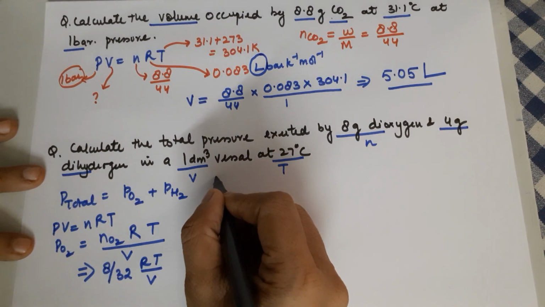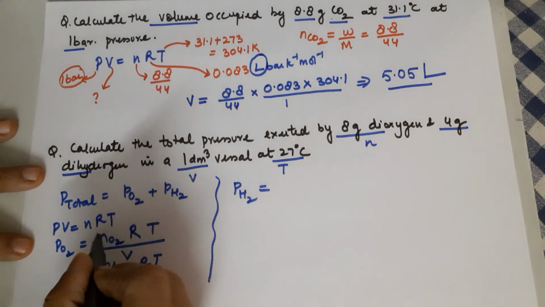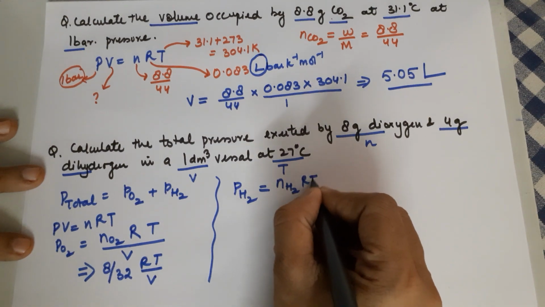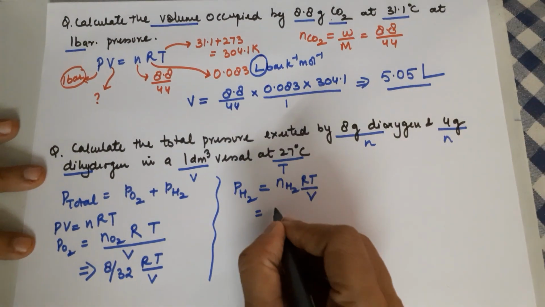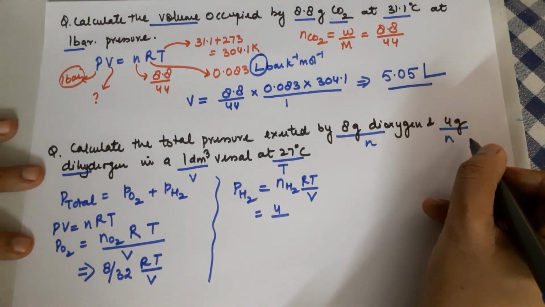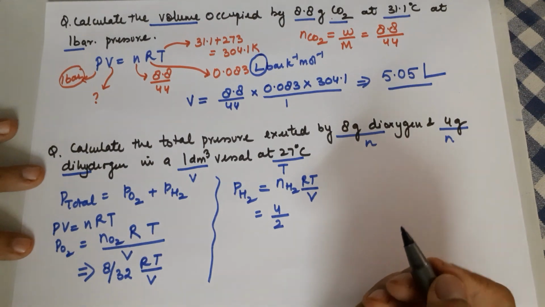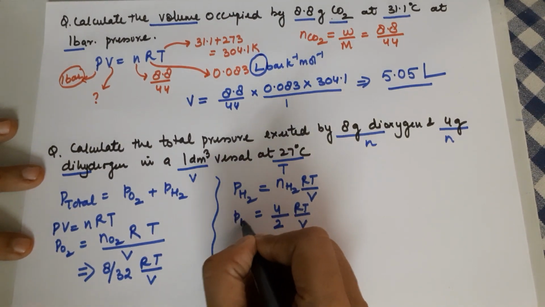Similarly, for the pressure of hydrogen, on the same lines, pressure of hydrogen would also be moles of hydrogen RT by V. Now the moles of hydrogen here is equal to 4 divided by, what is the molar mass? 2, because you have always it to be H2. So twice RT by V is your pressure of H2.